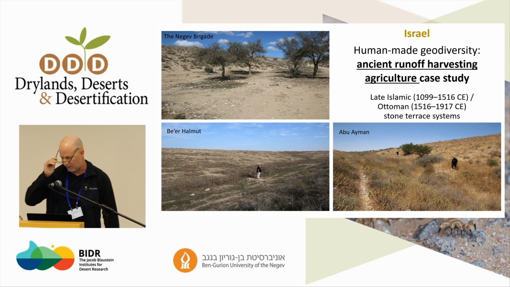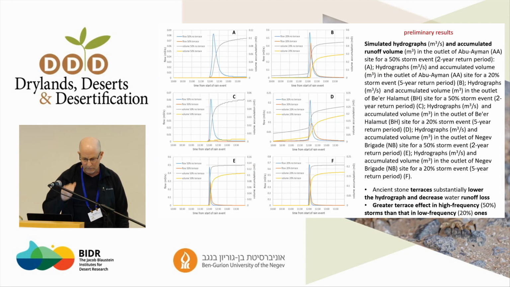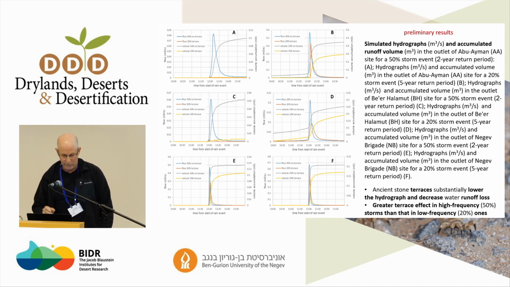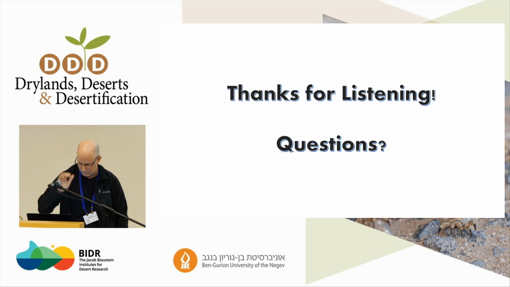And to the second case study here in Israel, we assess the ancient runoff harvesting systems, which are dated to the late Islamic and Ottoman periods. Practically, we simulate the effect of ancient stone terraces on hydrographs and accumulated runoff volume. Generally, what we see in all these graphs is that the terraces lower the hydrograph and decrease runoff loss, with a greater terrace effect in high-frequency storms than in low-frequency storms. Thank you very much.